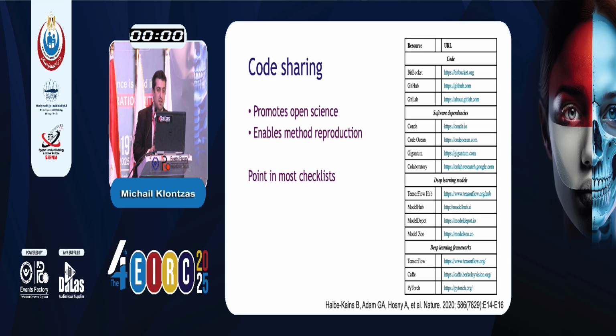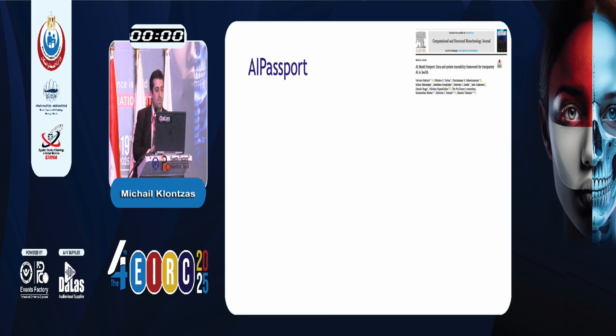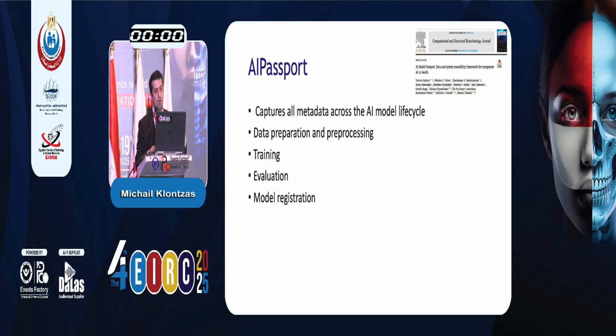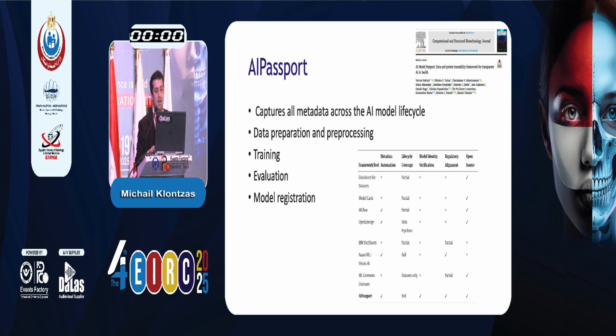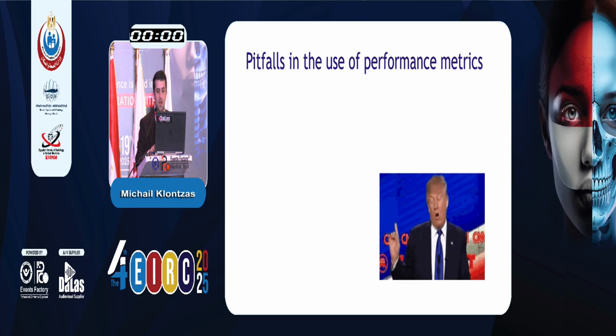Of course, you need to share the code of the models, and there are several repositories to share your code with. And of course, we now have methods like the AI passport that can be used to cover all information related to the model so that people can later on use it in a much better way.